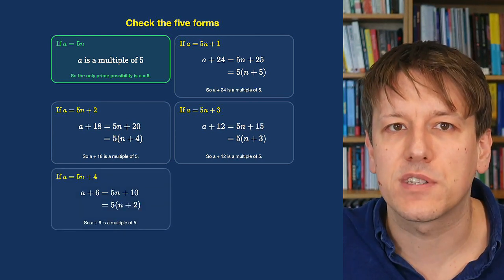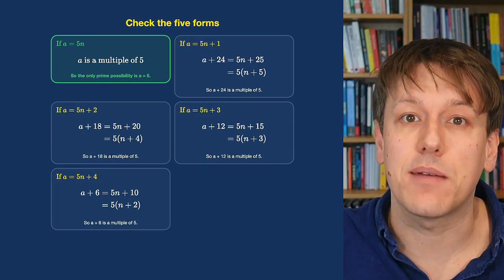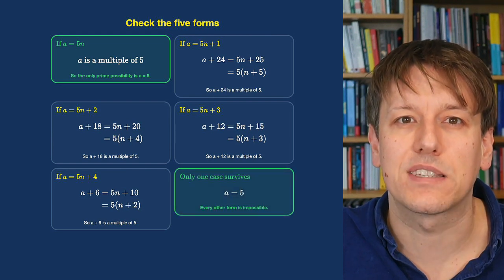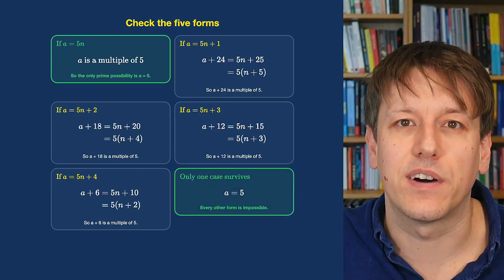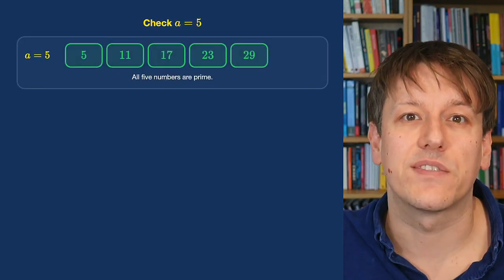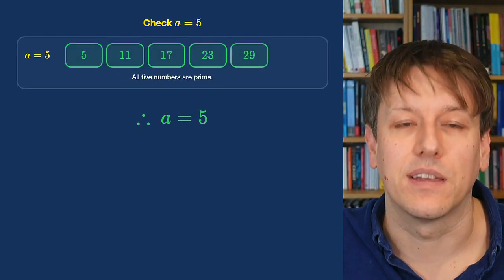And if a is 5n plus 4, then a plus 6 will be 5n plus 10, that will be 5 lots of n plus 2, so that one would be a multiple of 5. So every form except that special case, a equals 5, does turn out to be impossible. Finally, we can just check that one surviving value, but that's how I'd write it up in my argument.